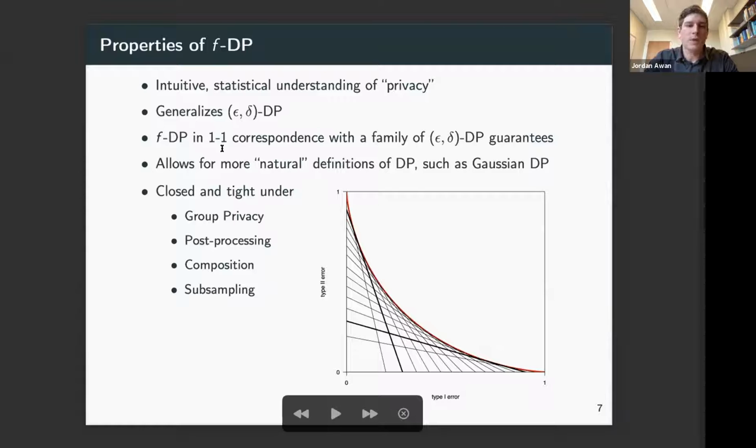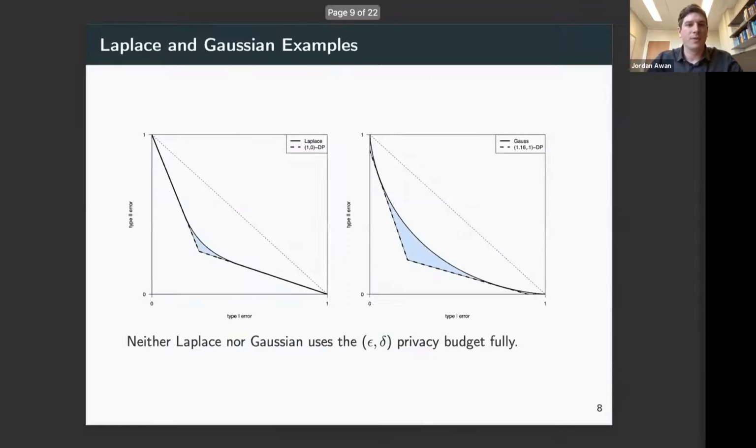And if you were given all of the epsilon-delta tangent lines, you could form the original f by this contour. In the Gaussian differential privacy paper, they advocate for Gaussian DP, which is one instance of f-DP. They also prove lots of properties of f-DP, that it's closed and tight under lots of different privacy primitives, such as group privacy, post-processing, composition, and subsampling. In fact, you can prove that it's tighter than the divergence-based notions of DP that are also popular. So that's a little bit of an advertisement for f-DP and why we're going to work with this notion.